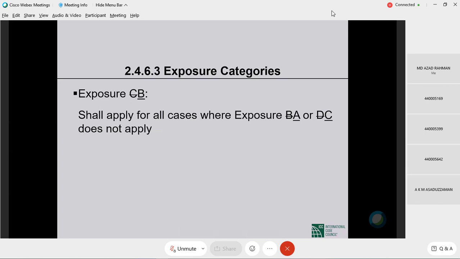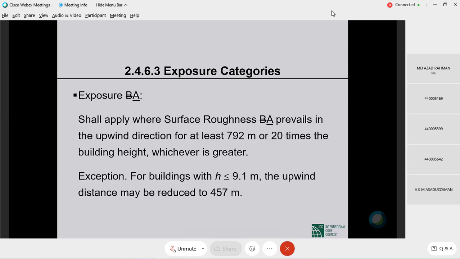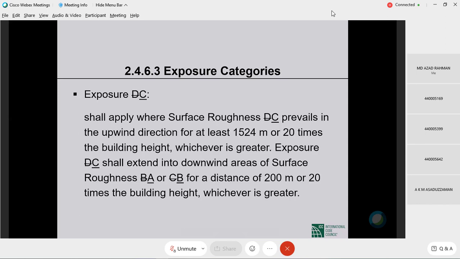Exposure B shall apply where exposure A and C do not apply. Okay, so this is defined by default. Exposure A is defined here, exposure C is defined here, shall apply where surface roughness C prevails in the upwind direction for at least 1524 meters or 20 times the building height, whichever is greater. 1524 meters or 20 times the building height. Okay, that's exposure C.